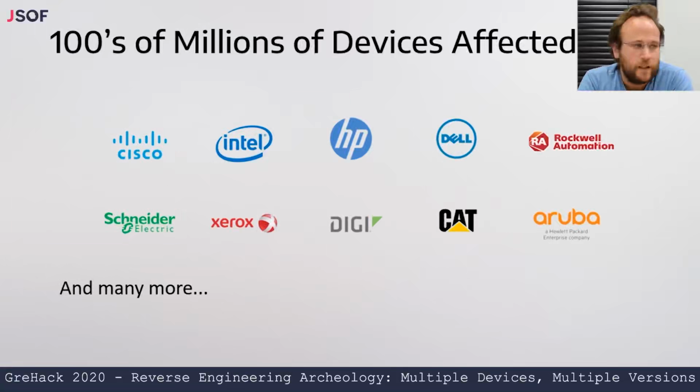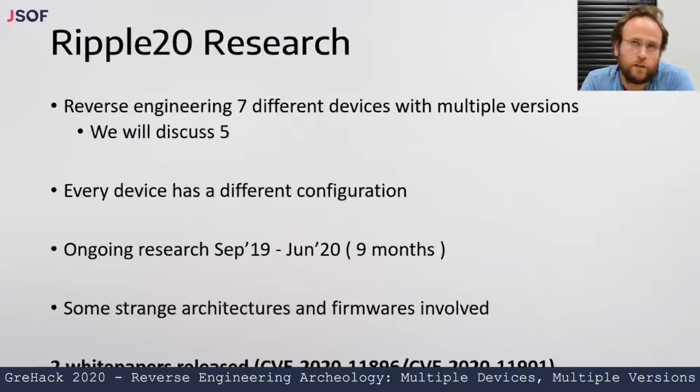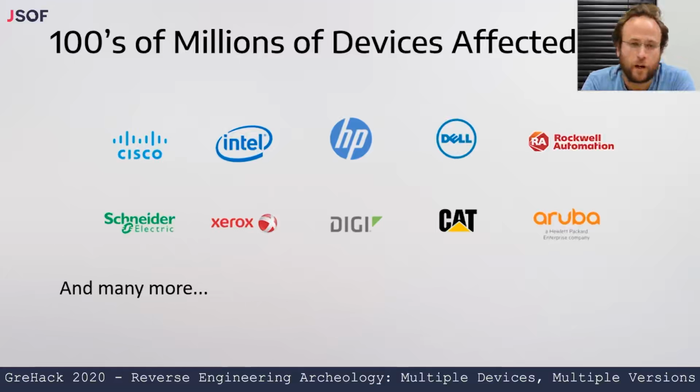The devices affected are devices made by companies you all know, small companies, large companies. This is a sort of a sample of some of the better known, at least Western companies. There's a whole Japanese branch of the Treck stack that is found in a whole bunch of Asian companies. And there's, of course, many more companies.